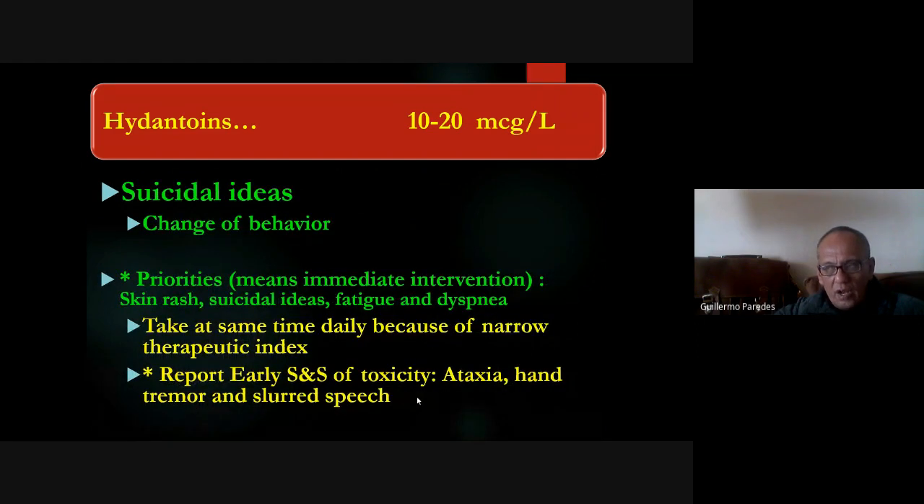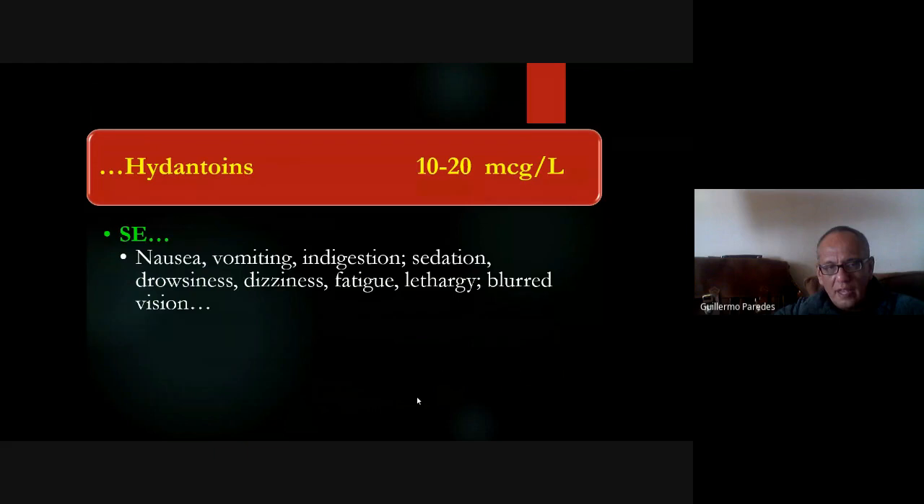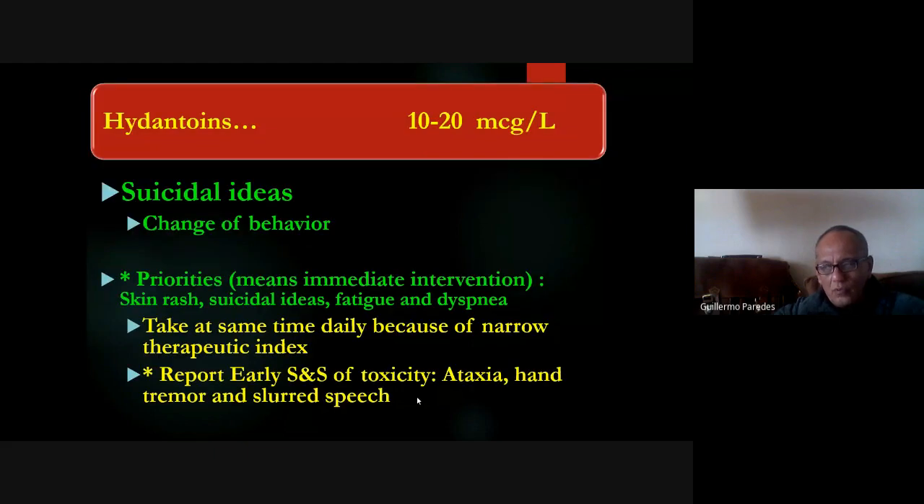Remember, all these drugs, antidepressants, anti-epileptics, mostly all of them are going to have suicidal ideas. So you need to check for behavior changes.